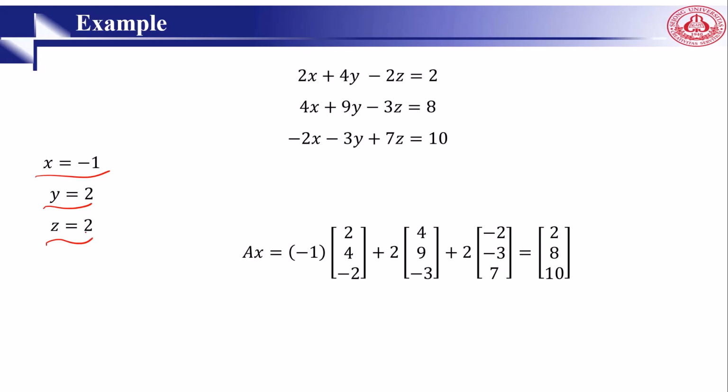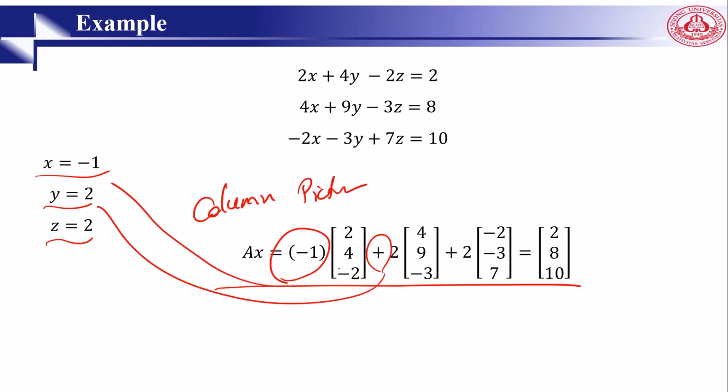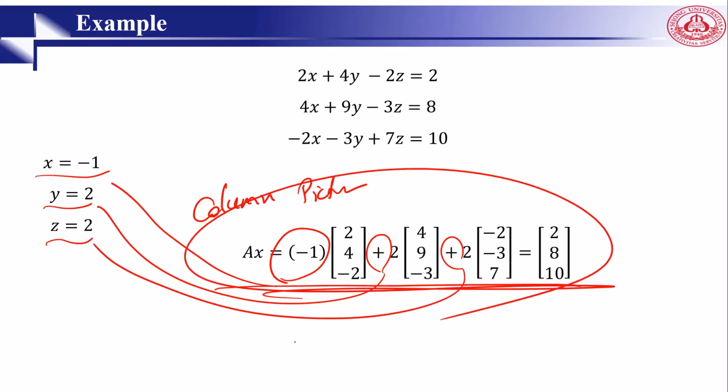The row picture has 3 planes from 3 equations. All the planes go through the solution. The original planes are sloping, but the last one, 4z equal to 8, will be horizontal. This is called the column picture. Minus 1 is x, 2 is y, and this one is z. Then we can present it in this way.